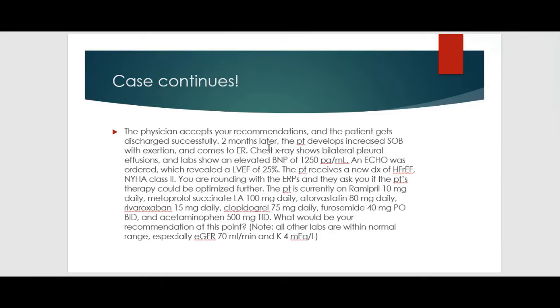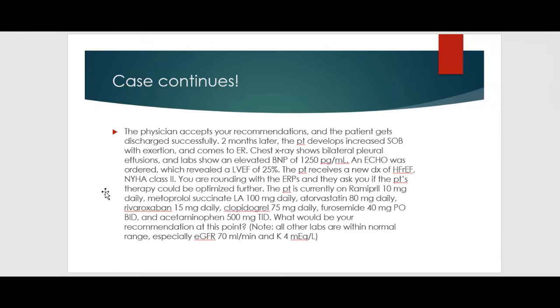2 months later, now the patient got discharged and she's on those medications, and 2 months later the patient develops increased shortness of breath with exertion, and she comes back to the ER. Her chest x-ray showed bilateral pleural effusions, and her labs showed elevated BNP of 1250 picograms per mil. An echo was ordered, which revealed a left ventricular ejection fraction of 25%. Now, the patient received a new diagnosis of heart failure with reduced ejection fraction, New York Heart Association Class 2.